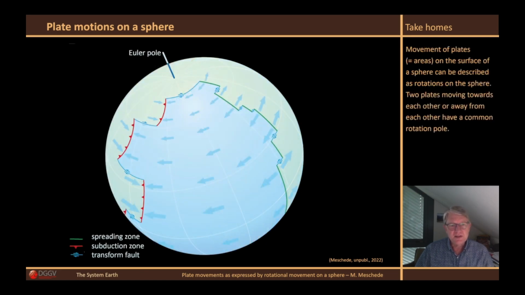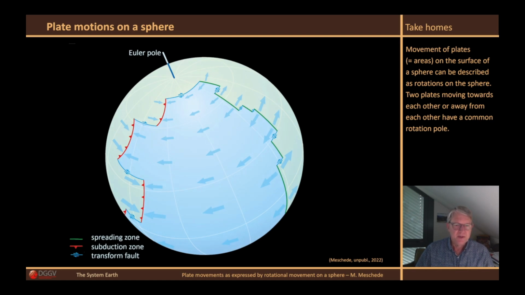Here we see a slightly more complicated two-plate model with the transform faults added as additional geometric elements, the principle of which I already explained in the previous video. They only extend from segment to segment, but not beyond that. At the corner points, the movement is transformed from a divergent, like here on the right, or convergent, like here on the left side of the picture, into a lateral movement.